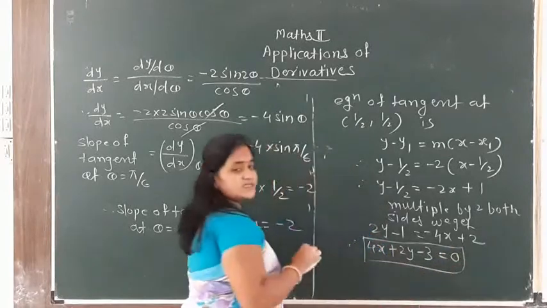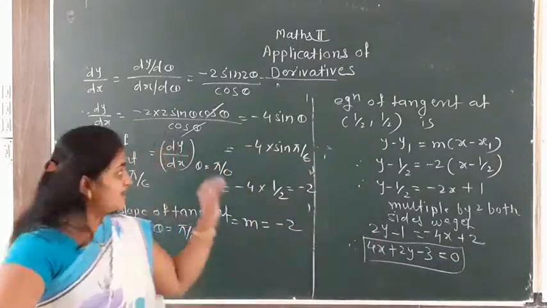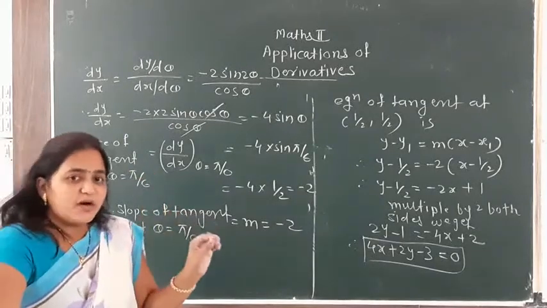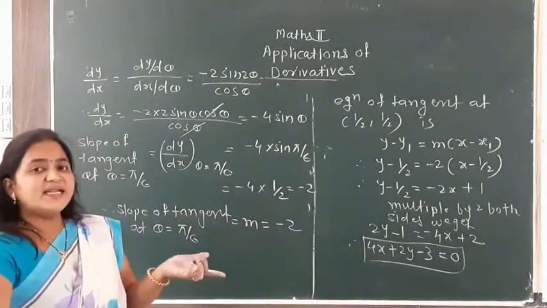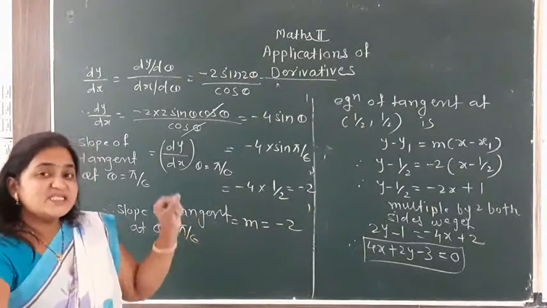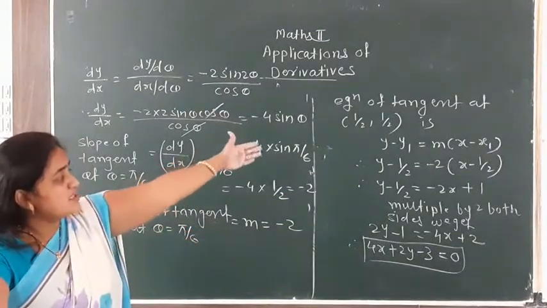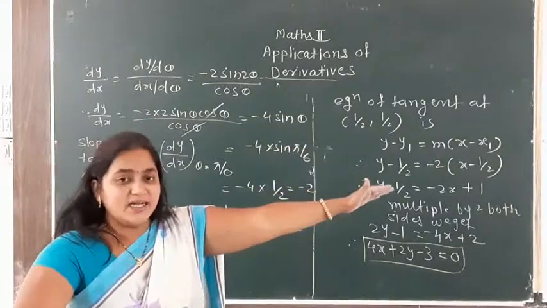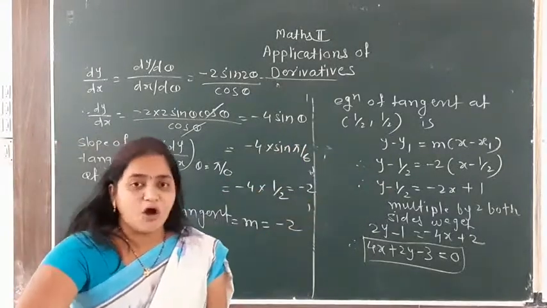Now next we find the slope of the normal. How to find the slope of the normal? Whatever the slope of the tangent is, take the reciprocal and give it a minus sign, so the slope of the normal is 1 by 2. And again we use the same formula, y minus y1 is equal to m times (x minus x1). So we get the required equation of the normal.